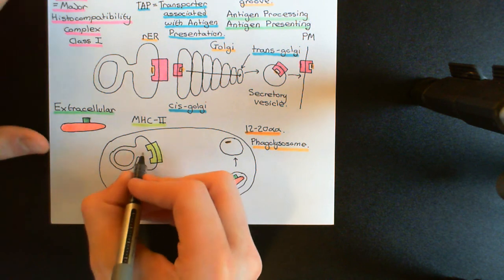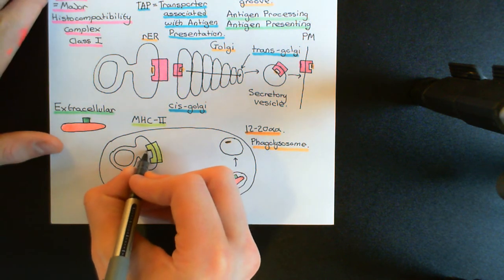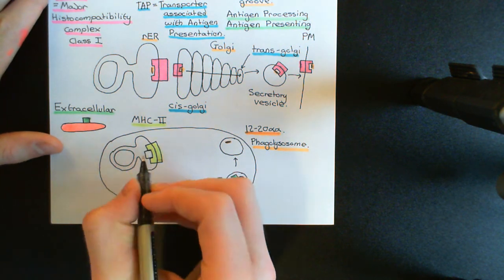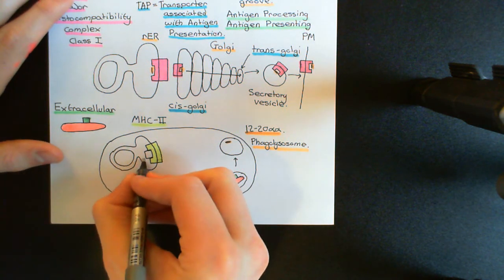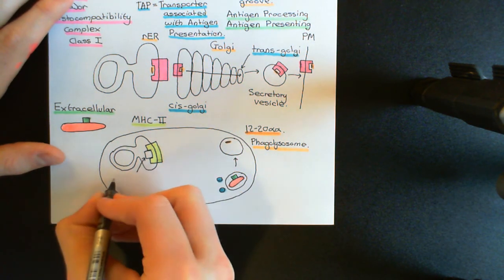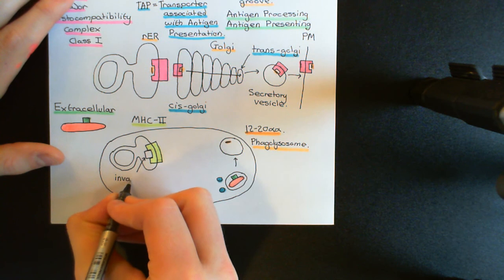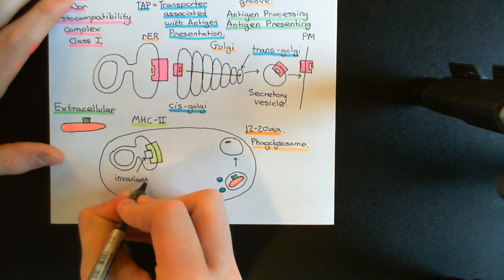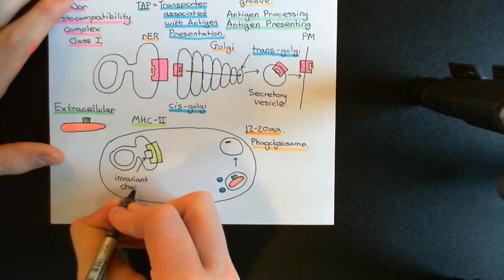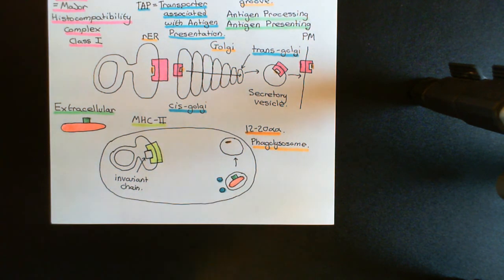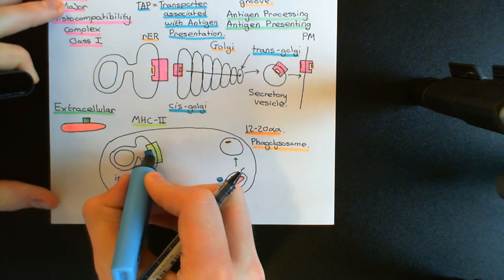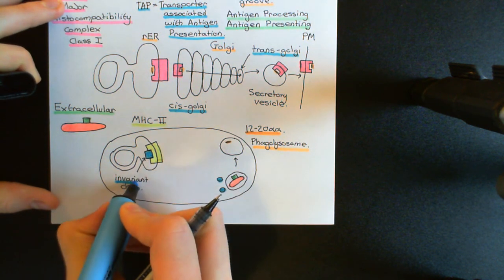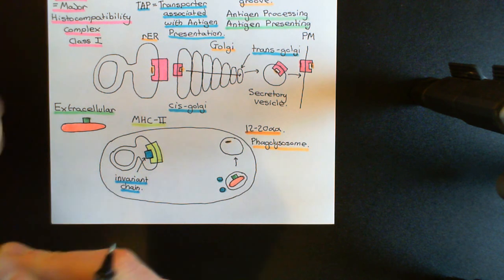So what you actually stick in is something known as the invariant chain, which is just going to sit in there until we actually get into the phagolysosome. So this here, this is representing something known as the invariant chain, which is just to keep the peptide binding groove free from little peptides until we get into the phagolysosome. So there in blue, that's the invariant chain.